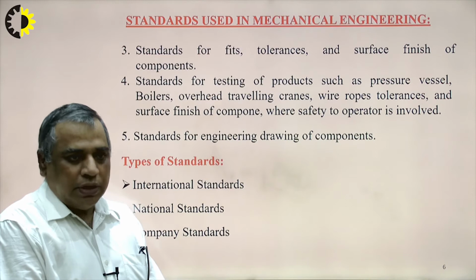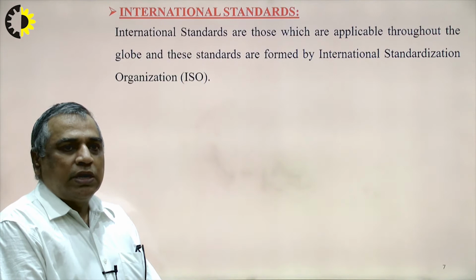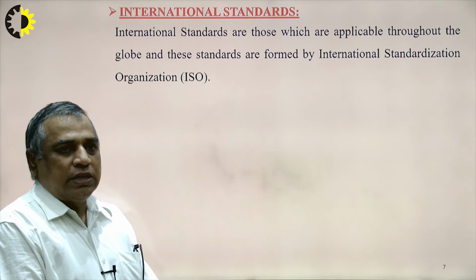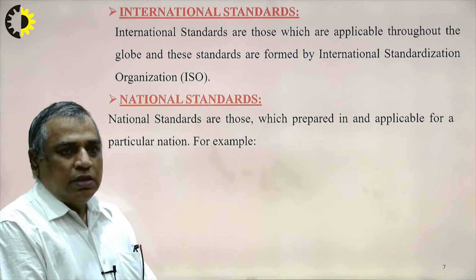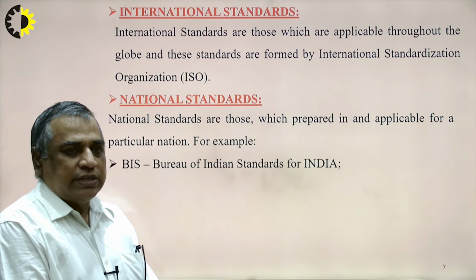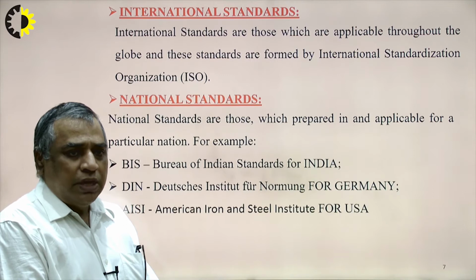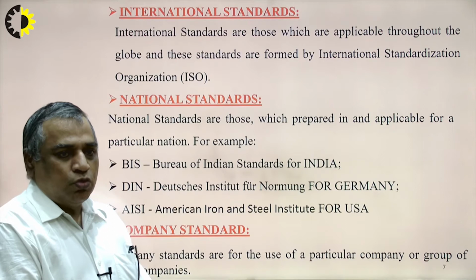So international standards are those which are applicable throughout the globe, and these standards are formed by the International Standardization Organization, ISO. National standards are those which are prepared in and applicable for a particular nation. For example, BIS, Bureau of Indian Standards for India, then DIN for Germany, AISI for America, for the American Iron and Steel Institute. Company standards are those for the use of a particular company or group of sister companies.